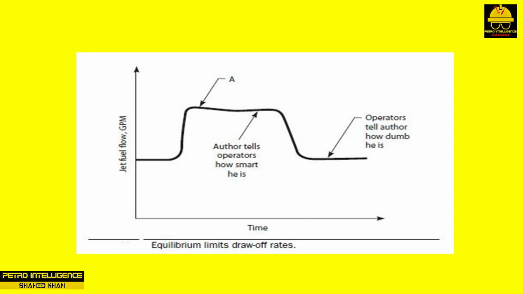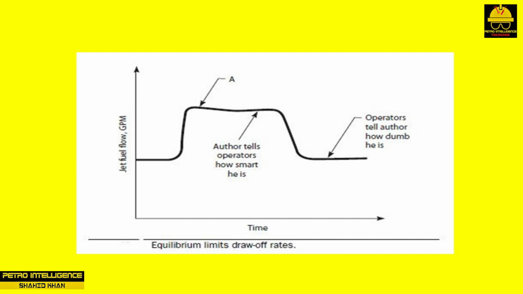To prove the point, he increased the level of liquid in the draw-off sump from 2 to 4 feet. Since flow is proportional to velocity and head loss is proportional to velocity squared, the flow of jet fuel increased from 1000 to 1414 GPM. That is, the flow increased in proportion to the square root of the increase of liquid level in the sump.